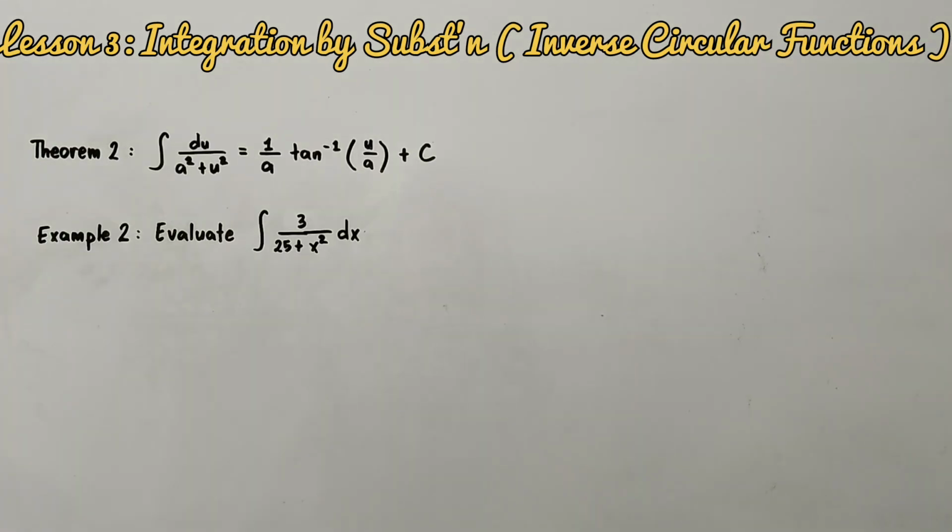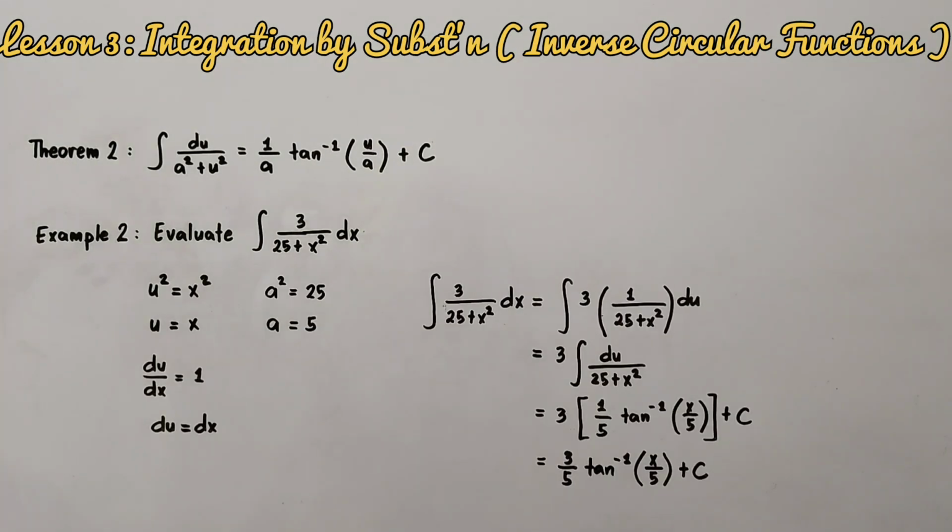To evaluate the integral of 3 over 25 plus x squared dx, we will utilize theorem number 2. The crucial part is the denominator a squared plus u squared. In the given, a squared is 25, so a is 5, and u squared is x squared, so u is equal to x. Du over dx is 1, therefore du is equal to dx. The integral now of 3 over 25 plus x squared dx is the same as writing the integral of 3 times 1 over 25 plus x squared du. Why du? Because we changed dx by du because they are equal.